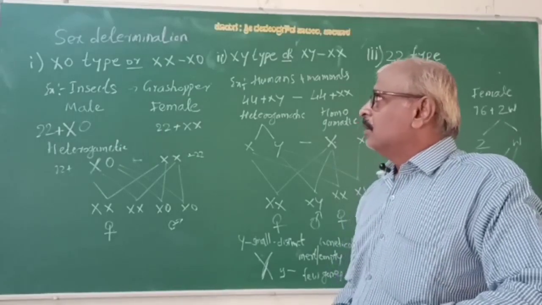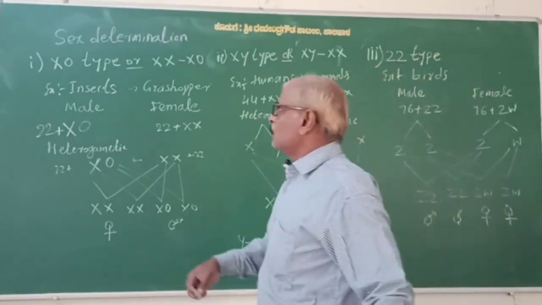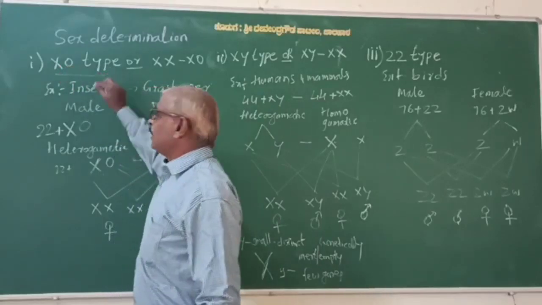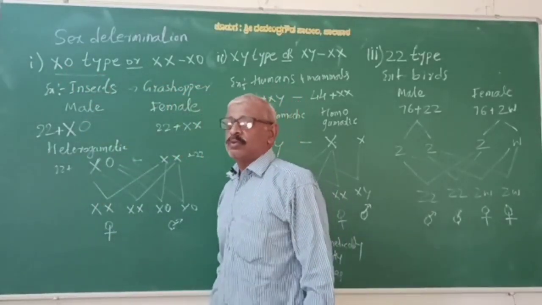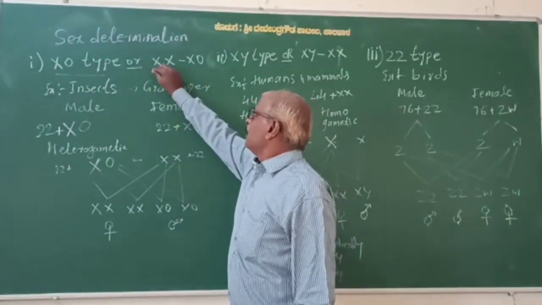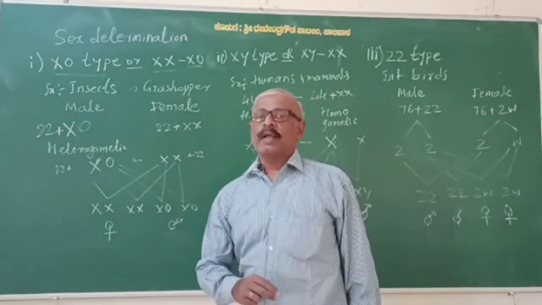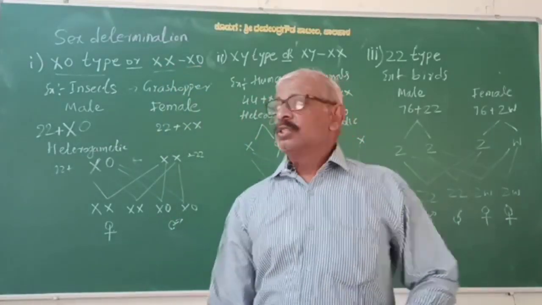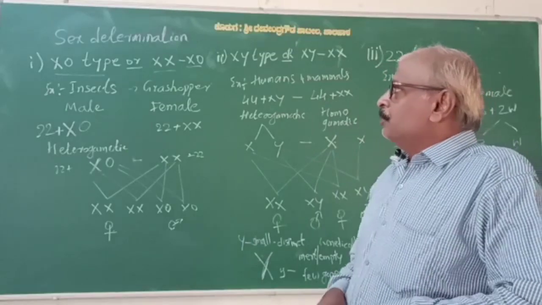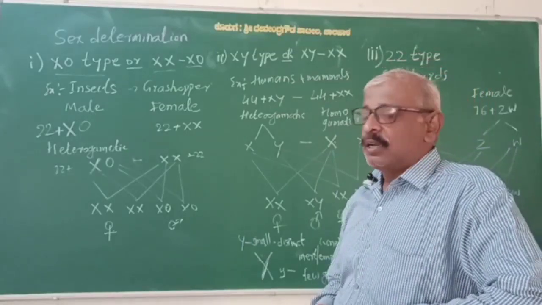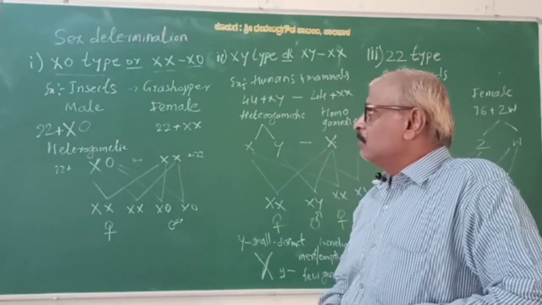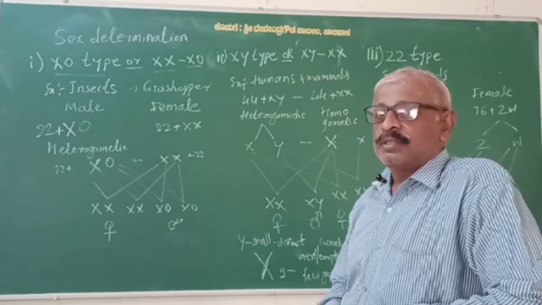We start with the first one, the XO type. Simply we can say XO system, or XO type, or XO kind of method. Usually this kind of sex determination is found in insects.